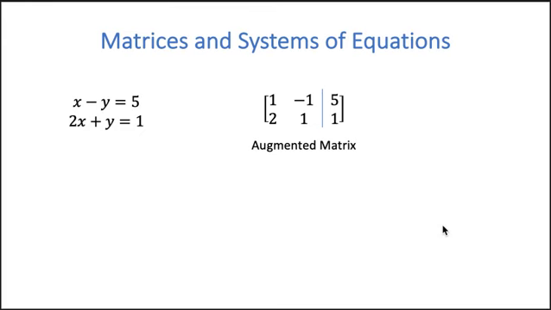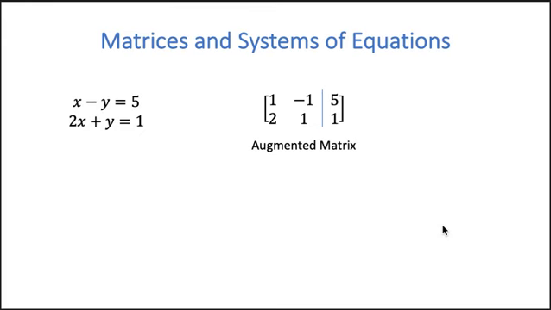Now, just so that we understand what we're talking about, we have rows of this matrix. The rows are indicated here. So the rows are the horizontal lines. And then we have the columns. And the columns are the vertical lines. So this matrix has 2 rows and 3 columns. So we say it is a 2 by 3 matrix.